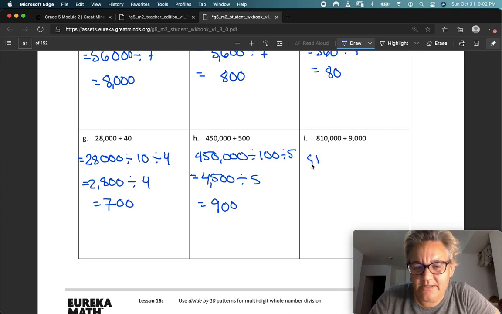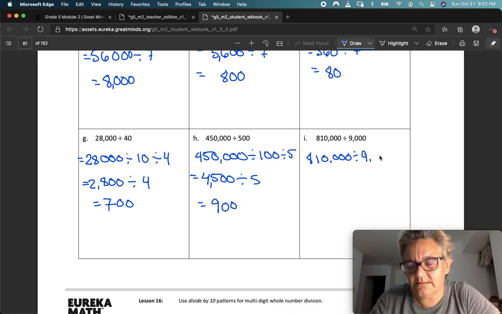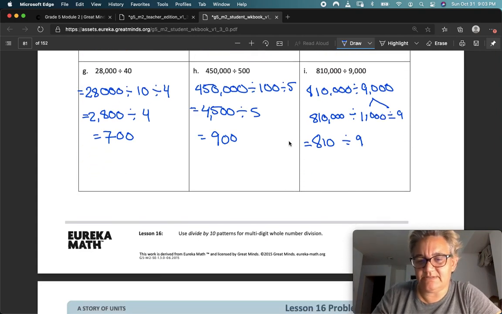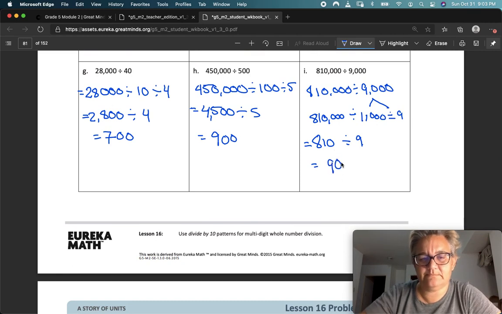Okay, 81. 9 goes into 81 9 times. So let's see. I'm going to turn that into 100 and 9. So I can take all of these, and I have 810 divided by 9. 9 goes into 81 9 times. Bring down the 0. Okay.